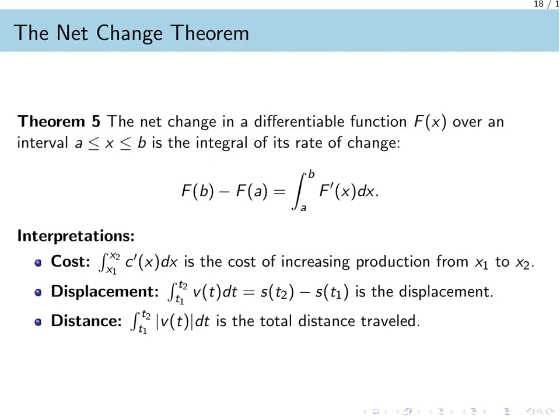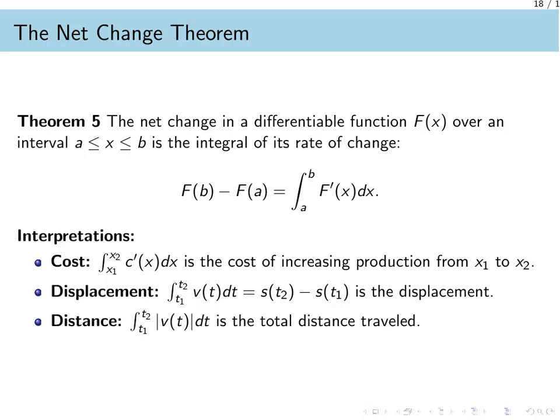The net change theorem interprets the integral of a rate of change as the total change in the quantity over an interval. Mathematically, the integral from a to b of f prime of x is equal to the final value f of b minus the initial value f of a.